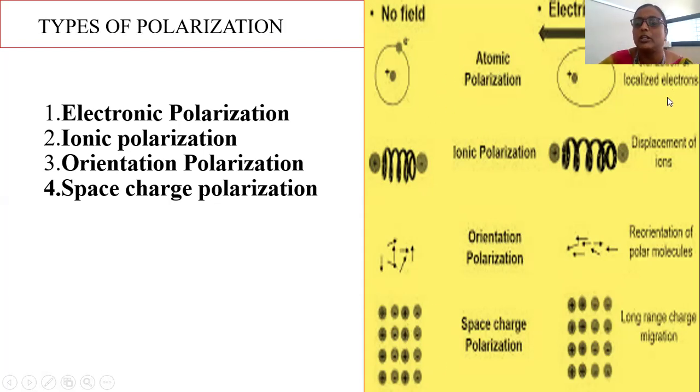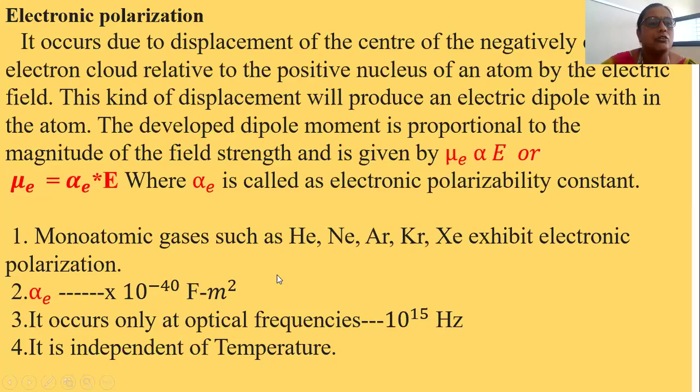This is electronic polarization. Electronic polarization occurs inside the atom. Ionic polarization is applicable only for ionic materials, that is ionic solids like NaCl, KCl. Orientation means alignment of polar molecules. Next is space charge polarization. The space charge polarization is very small, which we can neglect, but we have to go through this topic. Altogether, we are getting four different types of polarization.